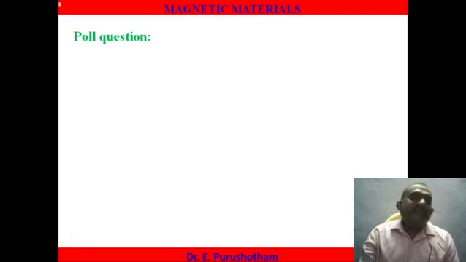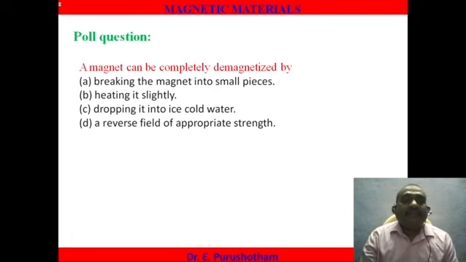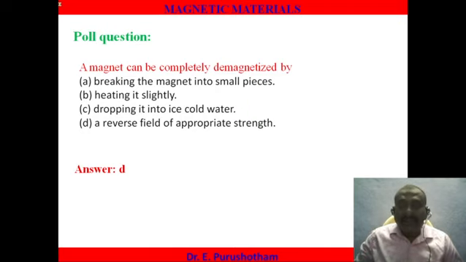Okay students, get ready for a poll question. A magnet can be completely demagnetized by, what is the answer? A, breaking the magnet into small pieces; B, heating it slightly; C, dropping it into ice cold water; D, a reverse field of appropriate strength. Answer, you can observe here, small d. A reverse field of appropriate strength.